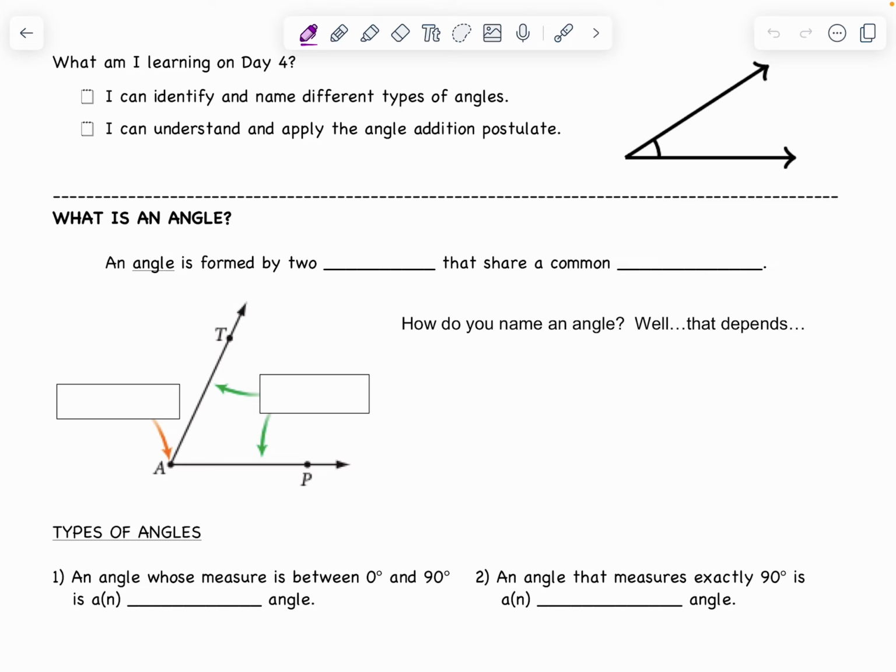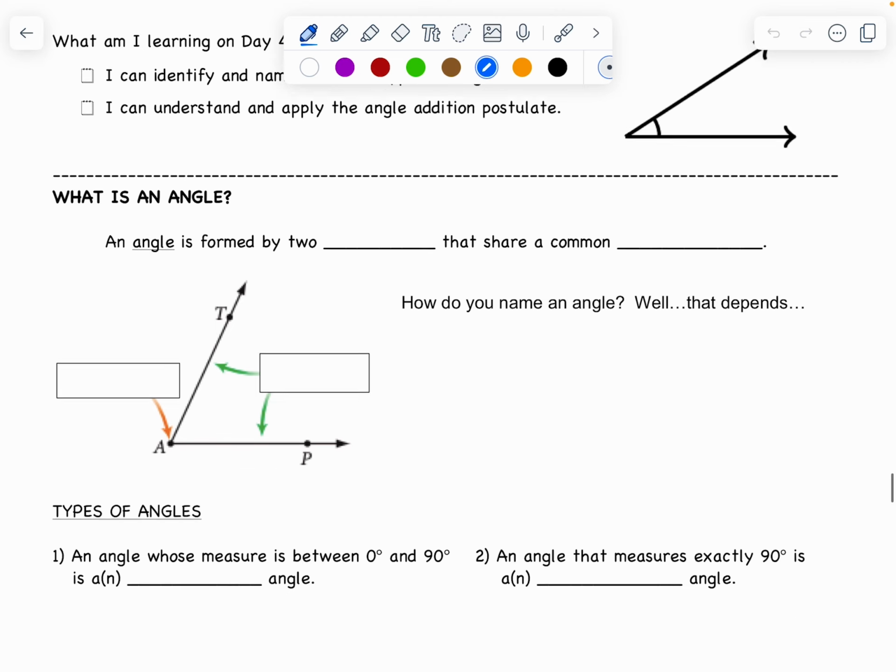Okay, so again, my disclaimer, I'm going to go through this pretty quickly. If you feel the need, if I'm going too fast, just stop, pause, rewind, right? Listen to it again. All right, so the first one is, what is an angle?